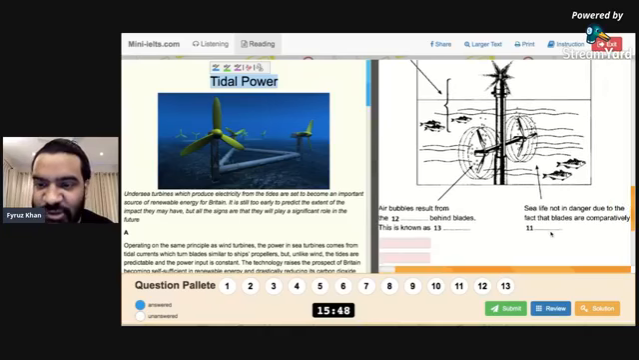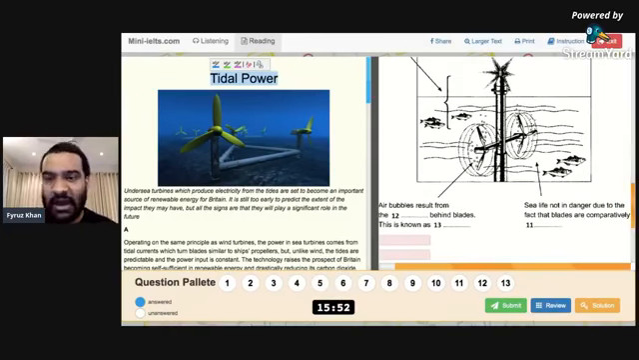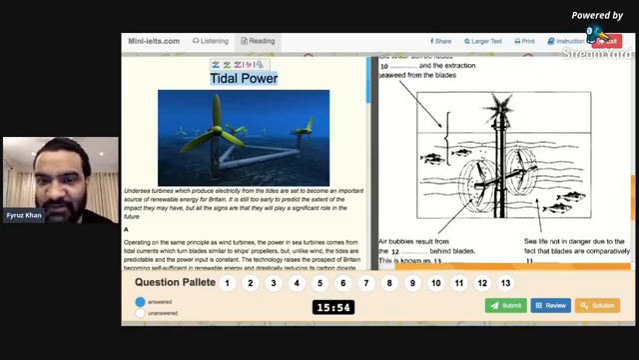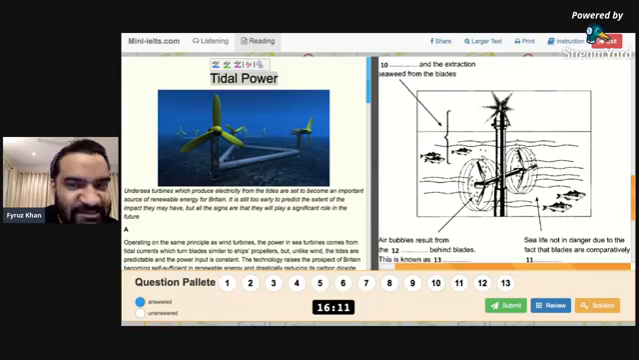Sea life not in danger due to the fact that blades are comparatively, okay? So I made a guess when I saw the fish that sea life may be in danger because they're trying to produce electricity underwater. But here they're saying that it's not in danger because the blades are, so probably the blades are specially made or customized so that the sea life is not harmed. Okay, so it seems quite easy to me.